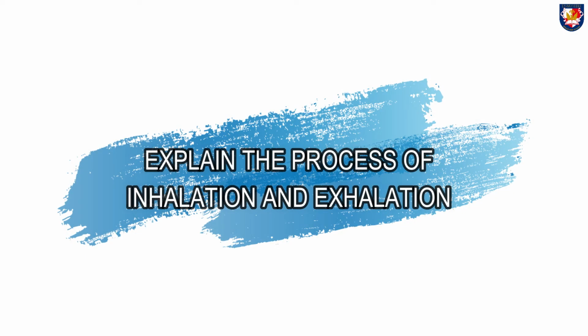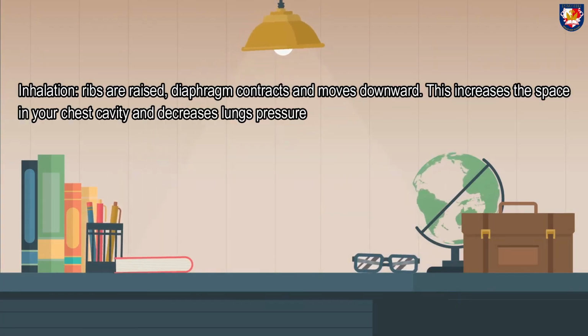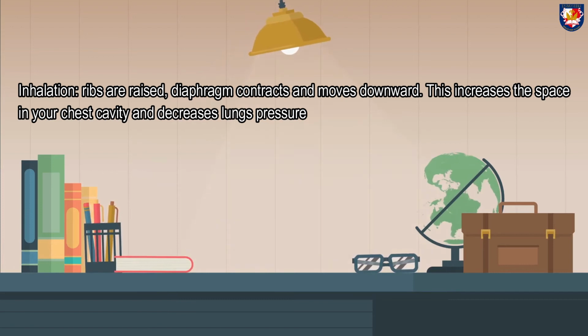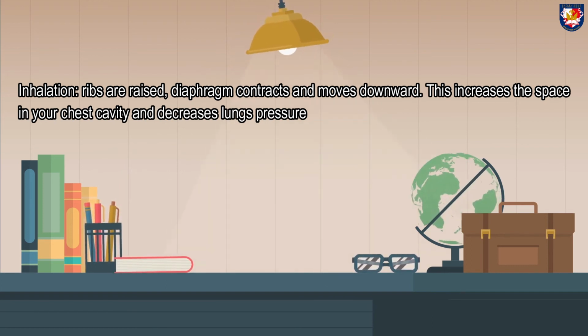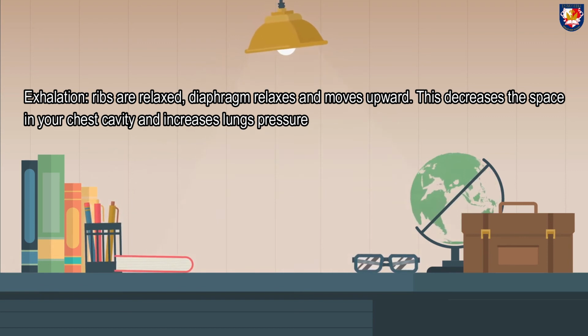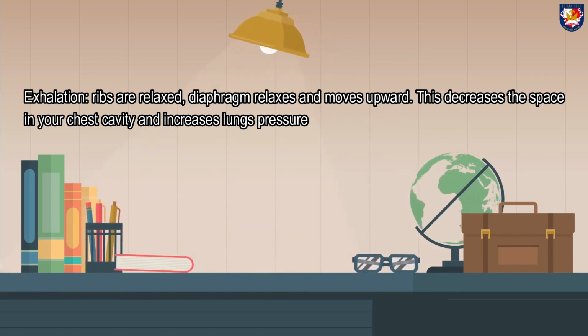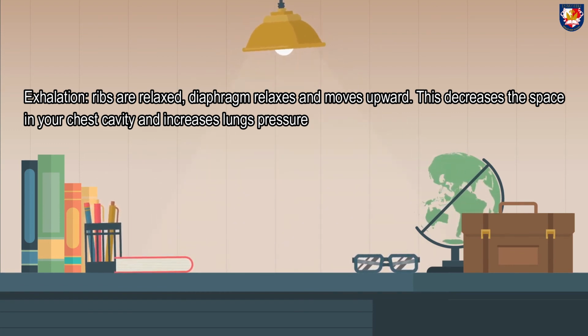Explain the process of inhalation and exhalation. Inhalation: ribs are raised, the diaphragm contracts and moves downward. This increases the space in your chest cavity and decreases lung pressure. Exhalation: ribs are relaxed, the diaphragm relaxes and moves upward. This decreases the space in your chest cavity and increases lung pressure.